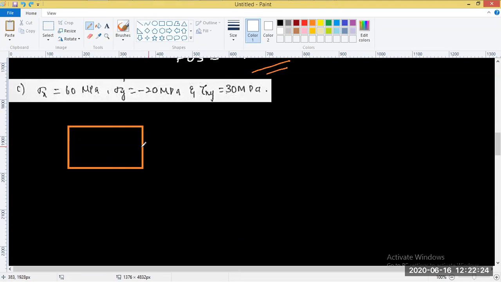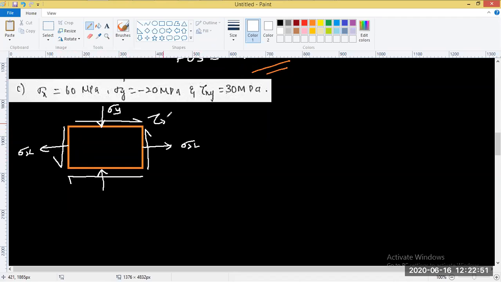Do be careful while drawing. So sigma x is axial. You can see this is sigma x, whereas sigma y is compressive. Sigma y is negative, therefore it is compressive, and shear stress is positive, so we'll put it on the positive quadrant. So that's our positive quadrant. That's tau xy.